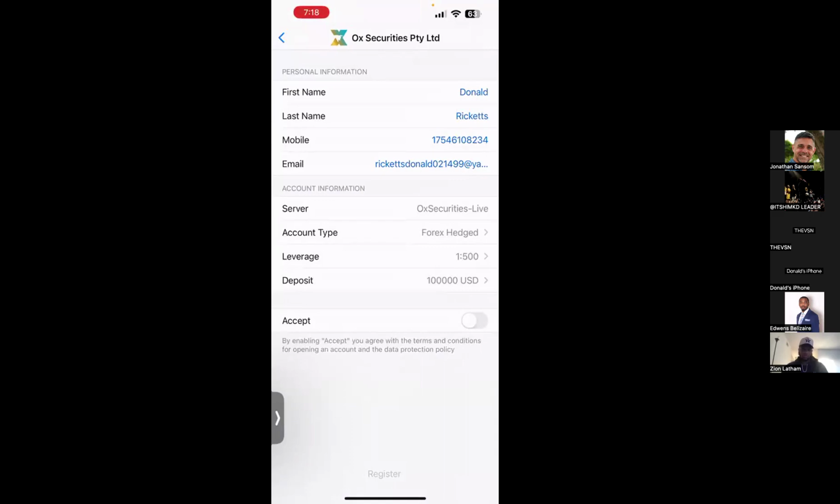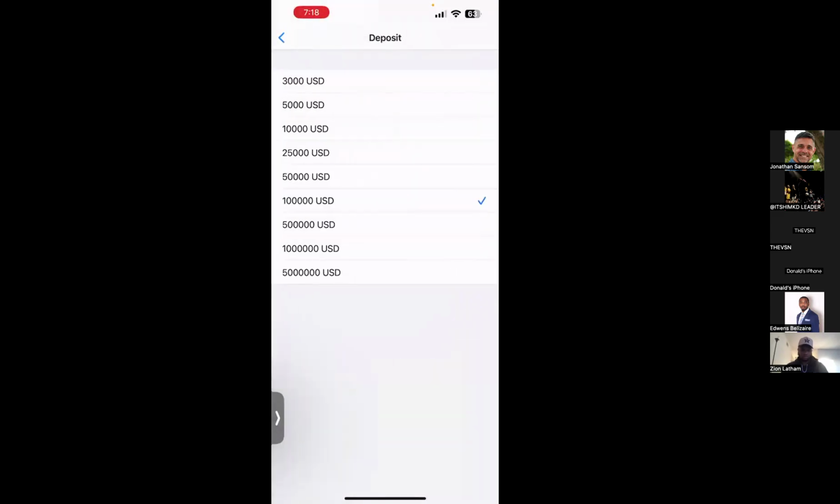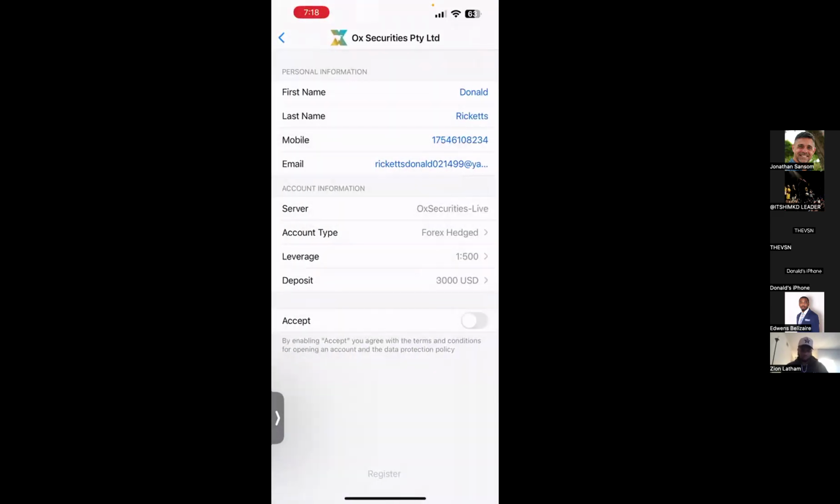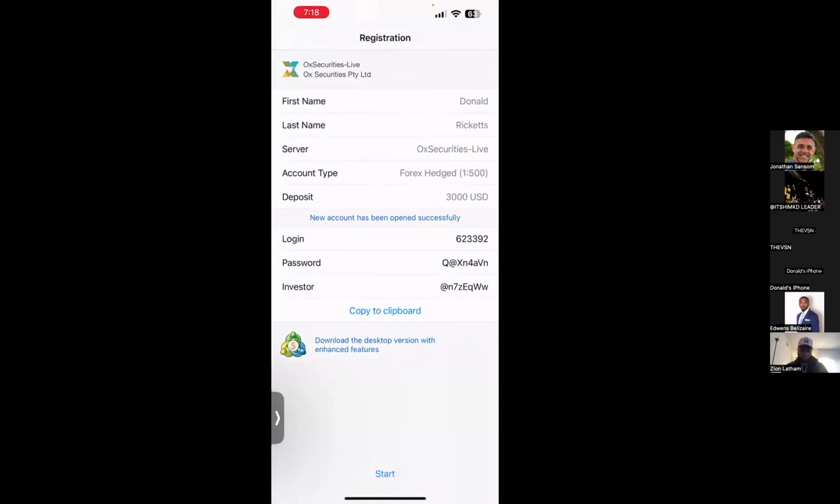Now the next step is we're going to be realistic. We're going to put 3,000 as a deposit. 3,000. Perfect. Now you're going to press accept, and register. Press register. There you go.